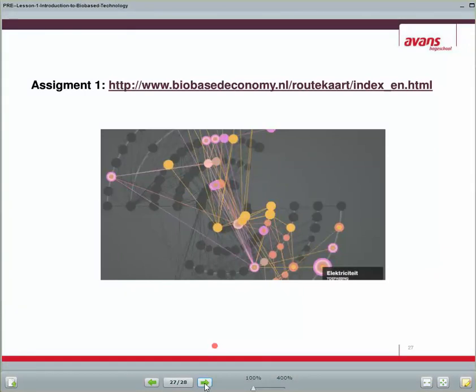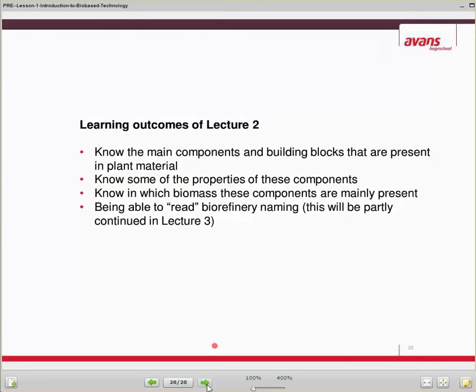One more slide, unless you've played around a little bit with the website. And this is about next lecture. Yeah. So next lecture the outcome will be that you will know the main components, the building blocks of plant material. So I will go really quickly through fibers, proteins. What does that all mean? Next lecture we'll be talking about that. We'll be talking about properties of these components, in which biomasses these components are mainly present in, and also being able to, in between air quotes, read the biorefinery naming. And this will then continue in lecture 3.